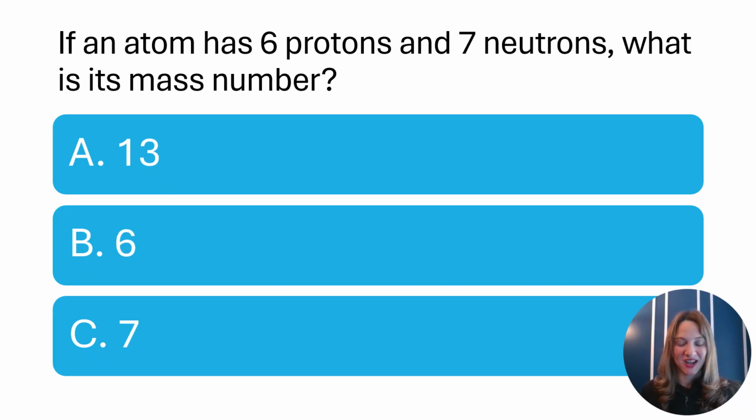Last recap question. If an atom has 6 protons and 7 neutrons, what is its mass number? Is it A, 13, B, 6, or C, 7? The answer is 13. So the mass number is the number of protons plus the number of neutrons. So in this question, the atom has 6 protons and 7 neutrons, and 6 plus 7 equals 13.